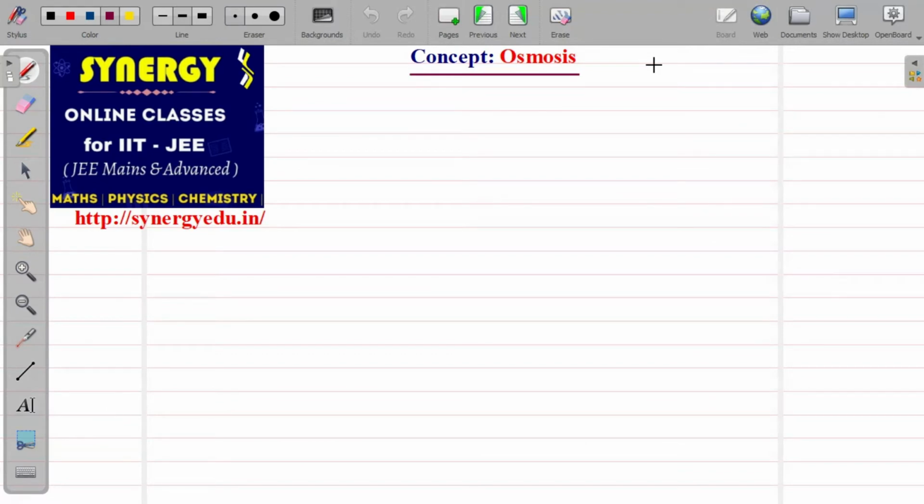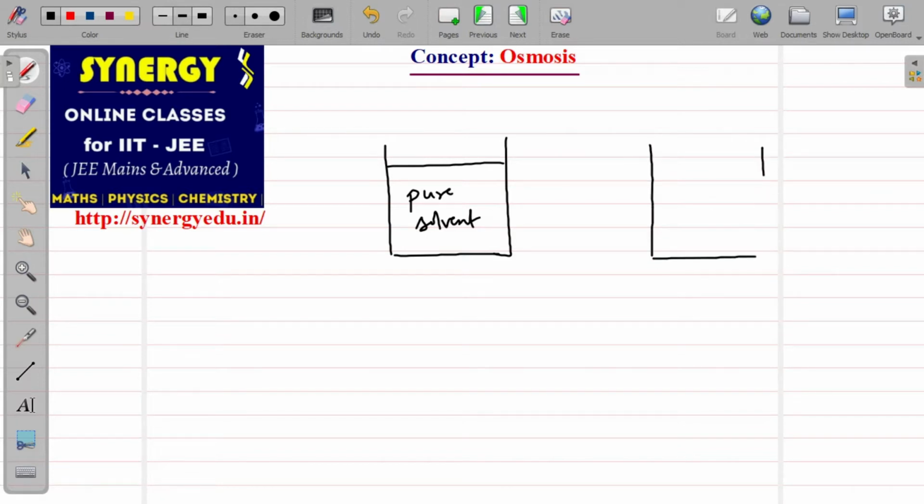Today the topic is osmosis. What is osmosis first? Suppose I take a pure solvent on one side. The most common solvent taken is water, but any solvent can be taken here. Now the other side is a solution, that means solute in solvent.